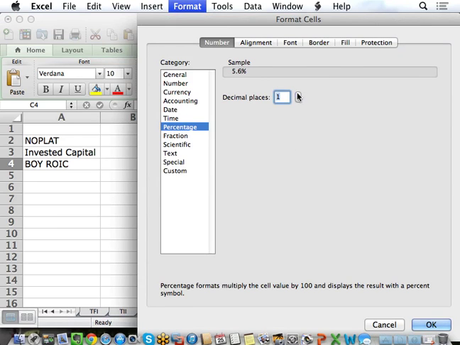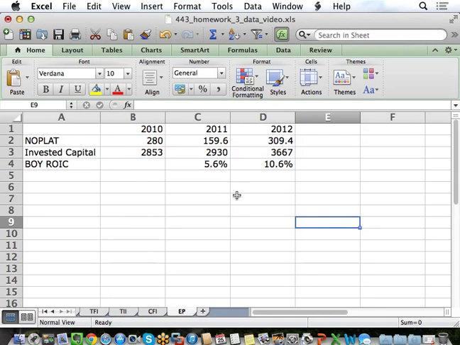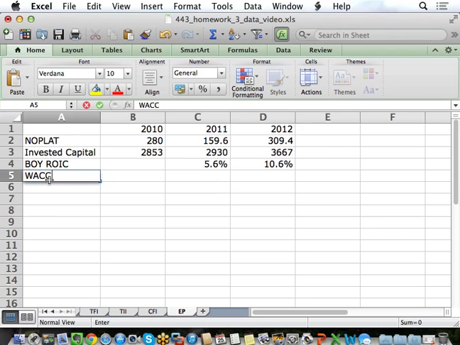Add 1 decimal place to that. 5.6 and 10.6%. Next, I'm going to have a cost of capital.